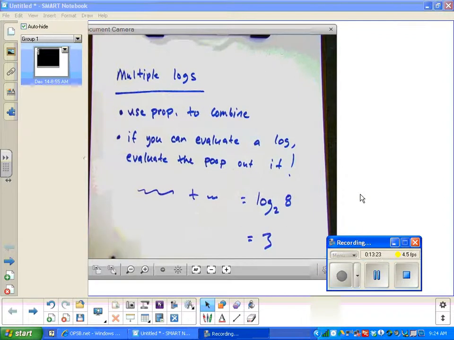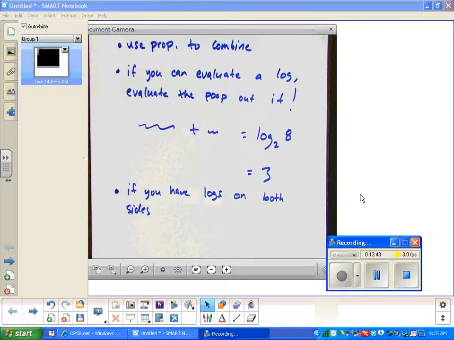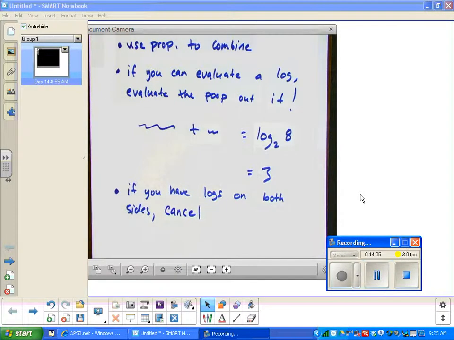Now, the other thing. If you have logs on both sides, this is only the case where you couldn't have multiple logs on both sides, but one log on this side, one log on that side, and that's it. Nothing else. If you have logs on both sides, then you can cancel. Just cancel. Let's evaluate, that's all.